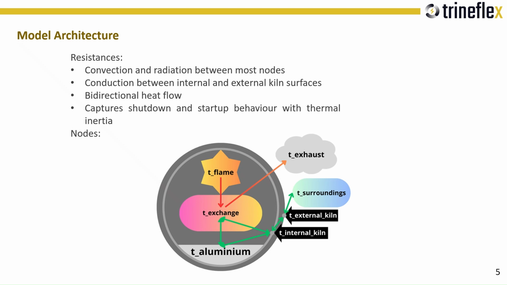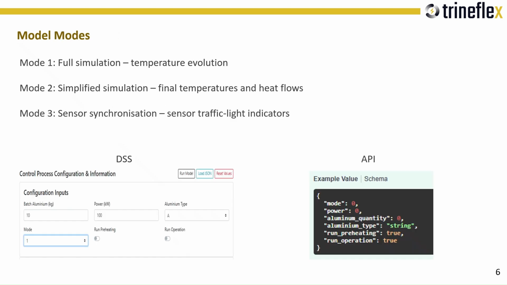The model can operate in 3 different modes. Mode 1 performs a full simulation and returns the evolution of all temperatures over time. Mode 2 provides an instant time result, giving current temperatures and heat flows based on sensor inputs and memorized stage. Mode 3 also synchronizes the model with real sensor data and returns traffic light indicators showing whether the system is within expected limits.